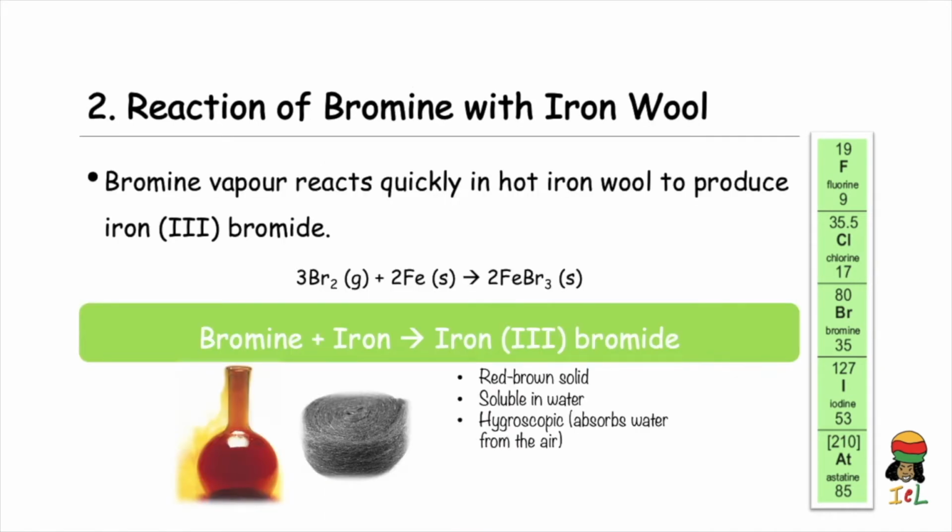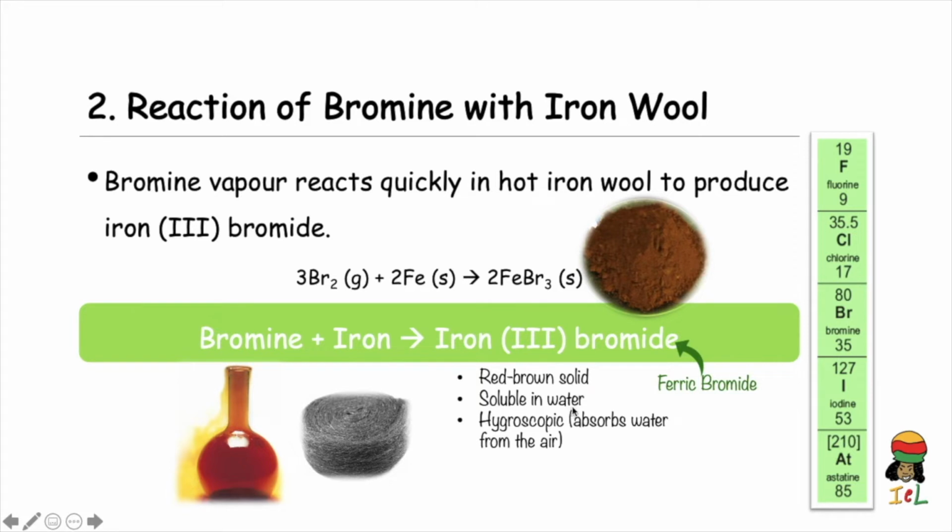Next is the reaction of bromine with iron wool. Bromine is a volatile red-brown liquid. When heated, copious amounts of the vapor is evolved, which is then made to react with hot iron wool to produce iron 3 bromide, also called ferric bromide. Iron 3 bromide is a red-brown solid as shown in the sample. It is soluble in water and it is hygroscopic, meaning it absorbs water from the air.